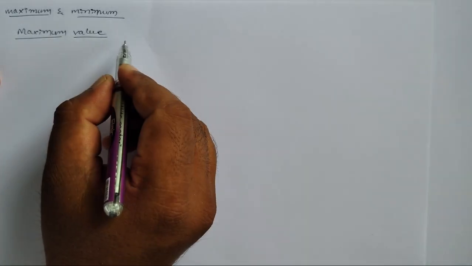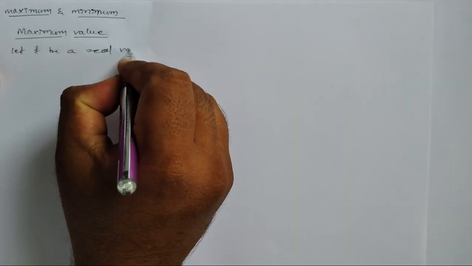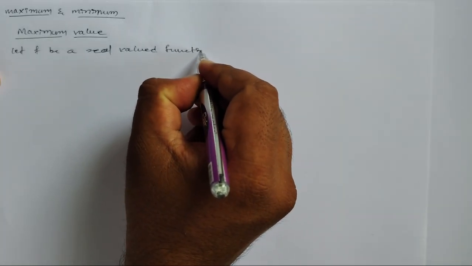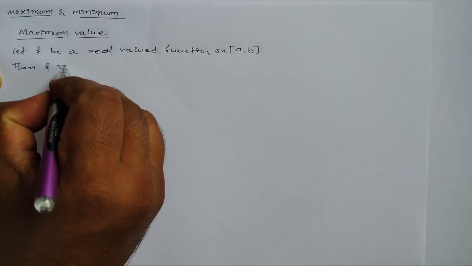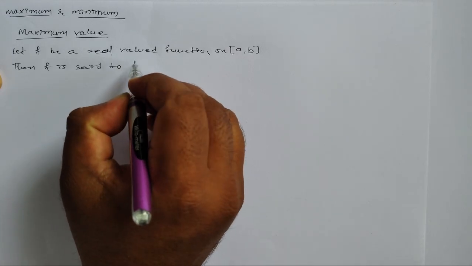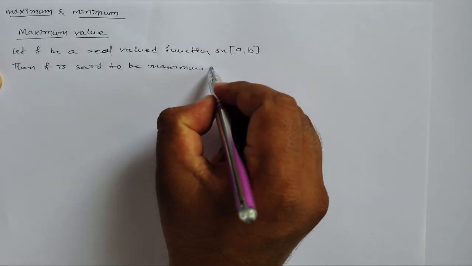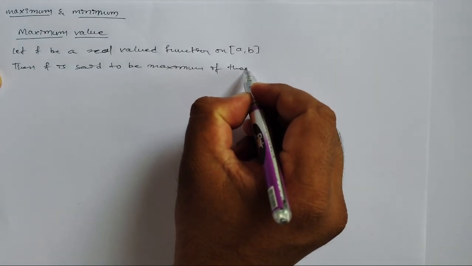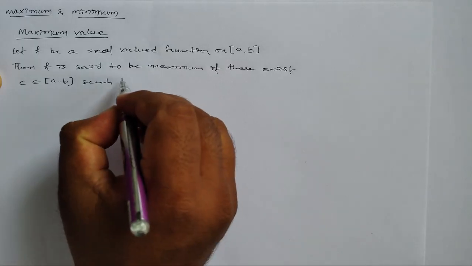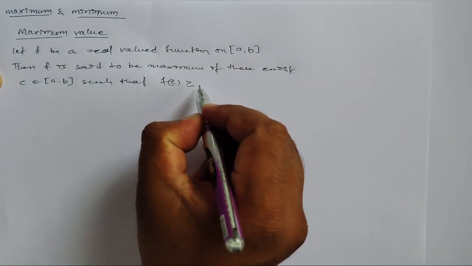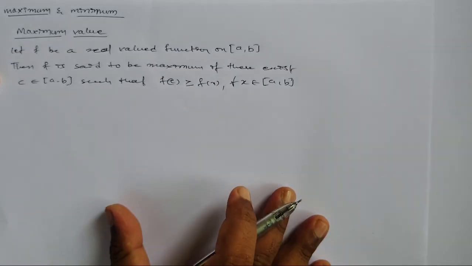Maxima and minima. Maximum value: let f be a real valued function on the interval [a, b], then f is said to be maximum if there exists c belongs to [a, b] such that f of c is greater than or equal to f of x for all x belongs to [a, b]. Okay, so this is the definition of the maximum value.